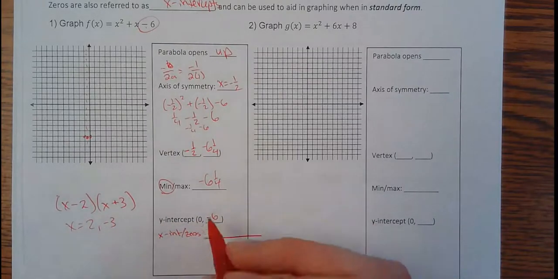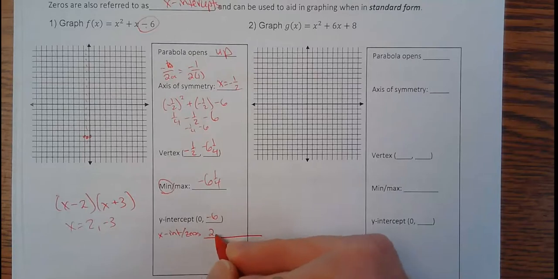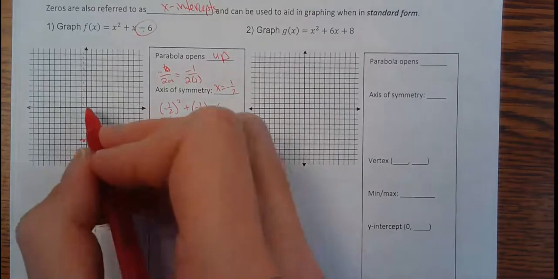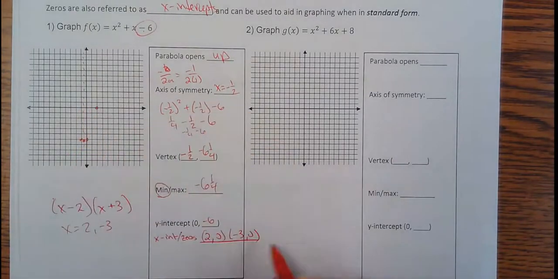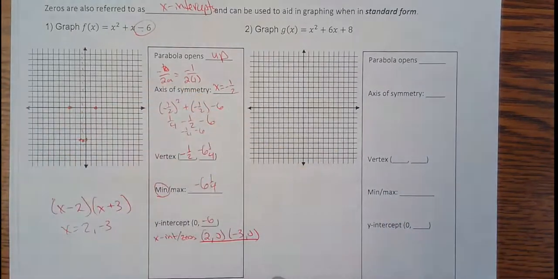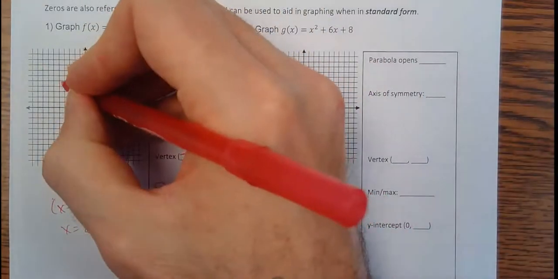So that means I can go right 2, up 0, or I could go left 3, up 0, and there's a couple of intercepts. So at (2, 0), and at (-3, 0). Now I've got a few more points.